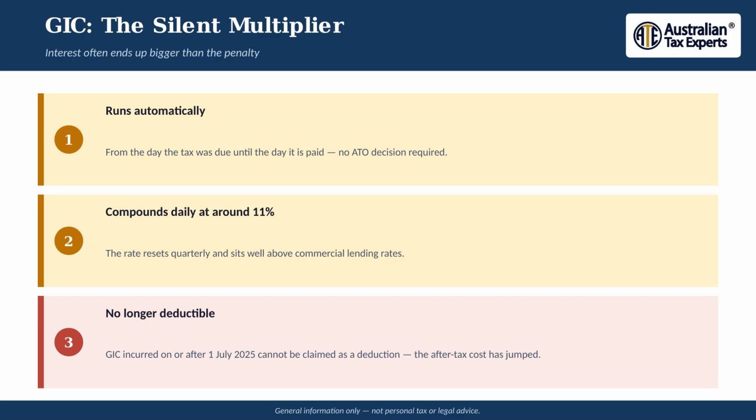And since the 1st of July 2025, GIC is no longer tax deductible. That last change matters more than it sounds. The interest used to be softened by a deduction, and now it is not.